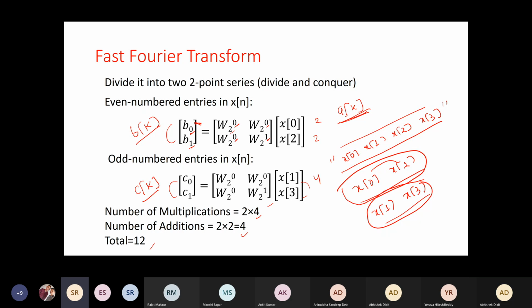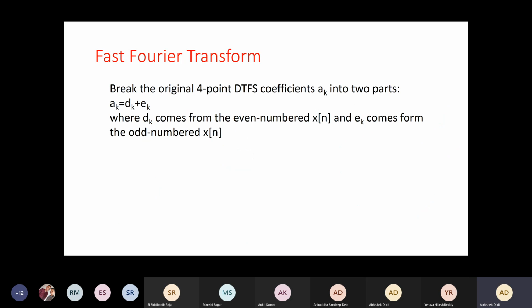Okay. Sir, why is it 2 here, in W2? Because there are two terms, x0 and x2, right? What I am doing is, I originally had 4 terms, and I am trying to create a Fourier series with just 2 terms. So the period is 2. Then this will repeat. That's why W2. Any other question? Clear? Yes, sir. Okay. Thanks.